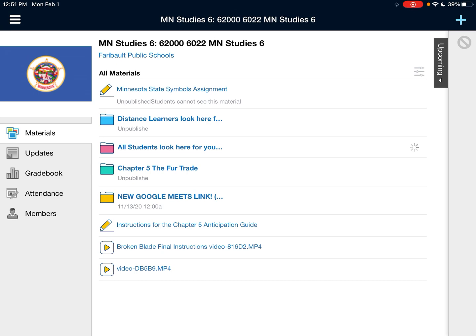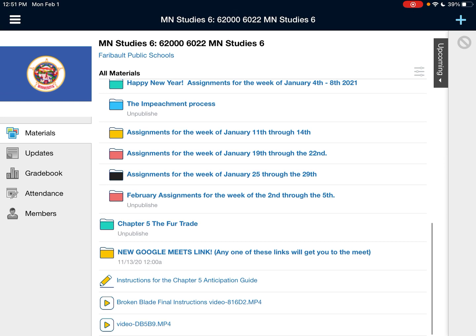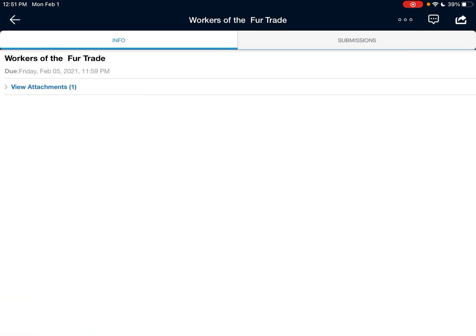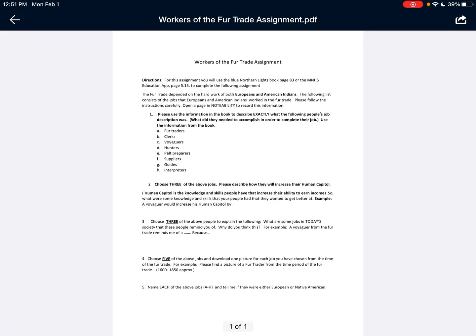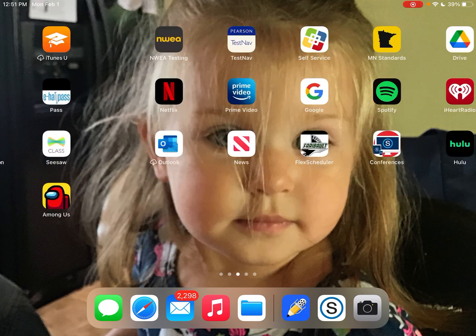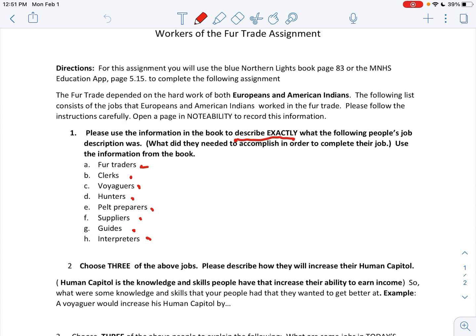So you can go to the folder. It says February the 2nd to the 5th. Workers of the fur trade is the assignment. There's 5 steps in this assignment. So please upload this to Notability. Okay? Thank you very much. Once you've got it uploaded to Notability, here's what it looks like.